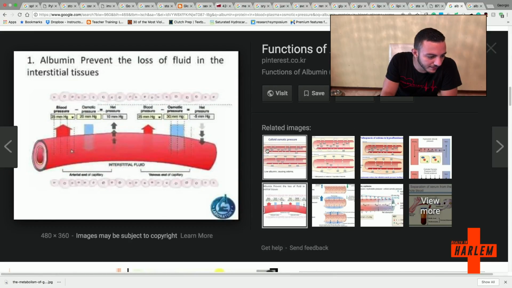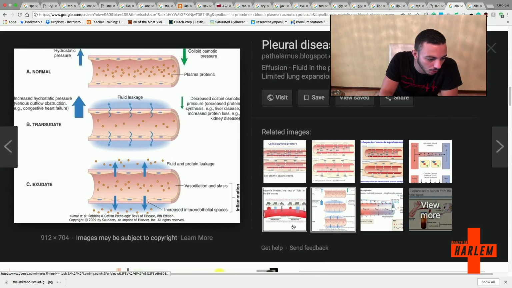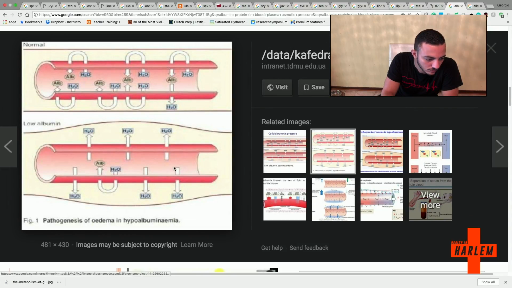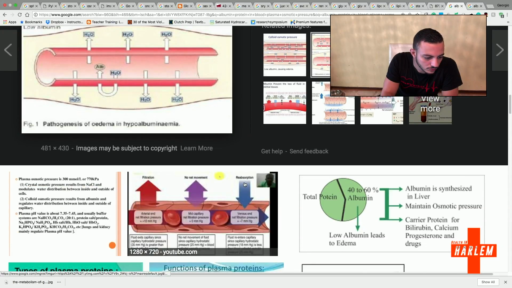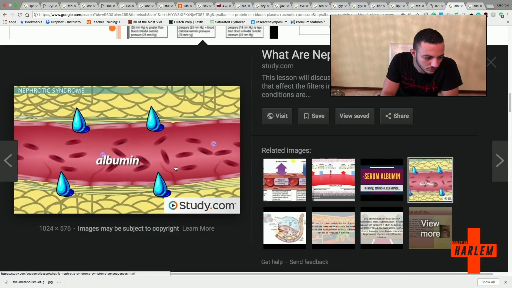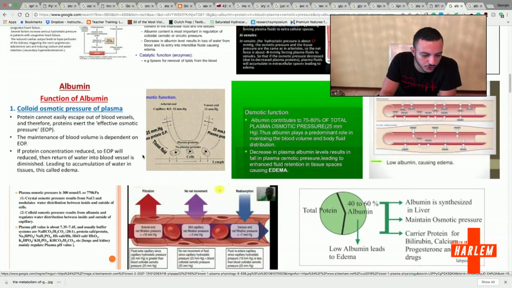Which is going to be very different than your hydrostatic pressure, which is going to push the fluid out of the vessels. It's trying to break the wall. So the albumin makes the water come back to it. It attracts it back. And then your hydrostatic is trying to push the water out.